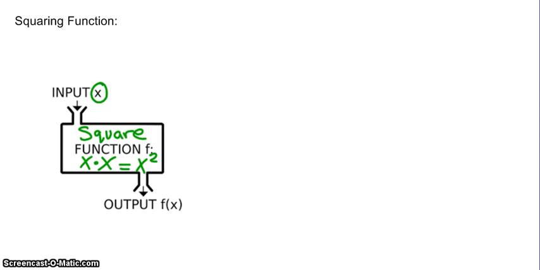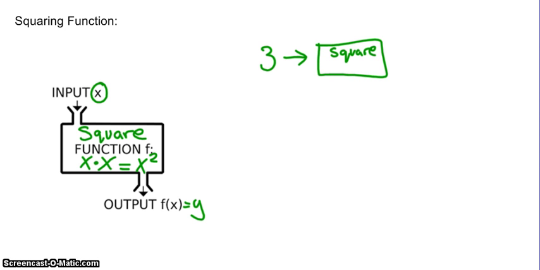So whatever my output is will be the result of multiplying the input by itself. So let's try some examples of that. Okay? So we have 3, for example. If I took 3 and I put it into the squaring function, what I'm really saying is that's 3 to the second power, which is 3 times 3, so my output will be 9.